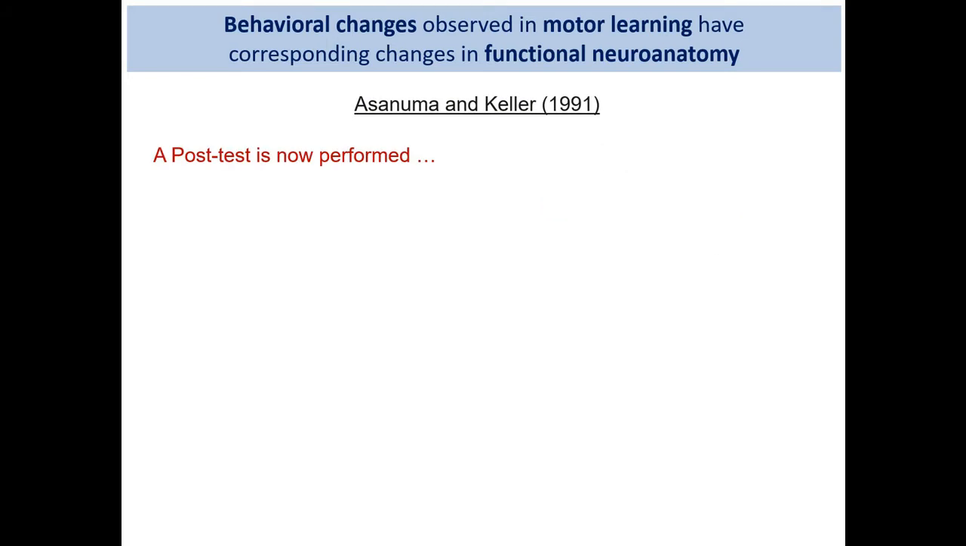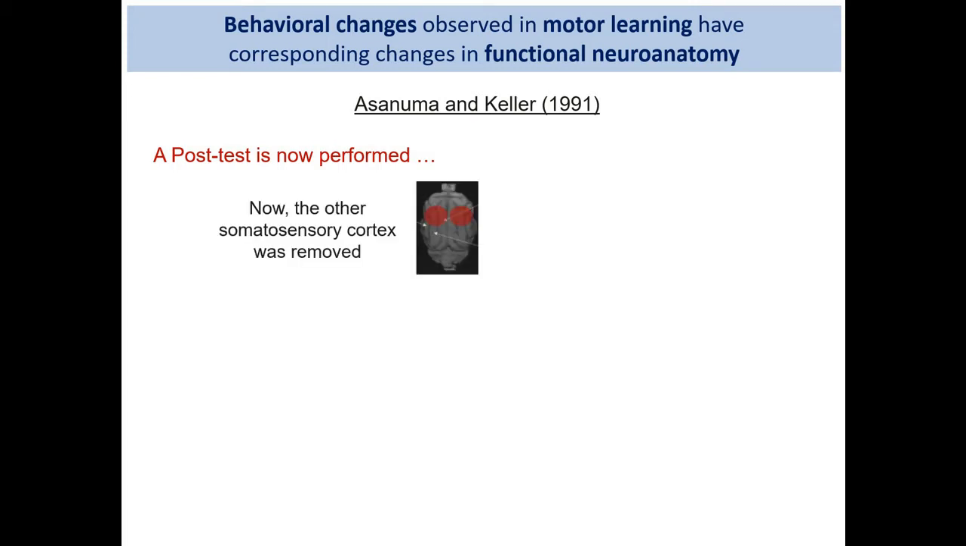We're not done with the research quite yet. The authors performed a post-test. They took the cats that we just looked at, that had learned the wrist supination skill with their unaffected limb, and they then surgically removed the remaining somatosensory cortex. So now the somatosensory cortex has been removed from both hemispheres. The results here are interesting and surprising. The removal of the somatosensory cortex did not affect the skill that was learned by the unaffected limb.